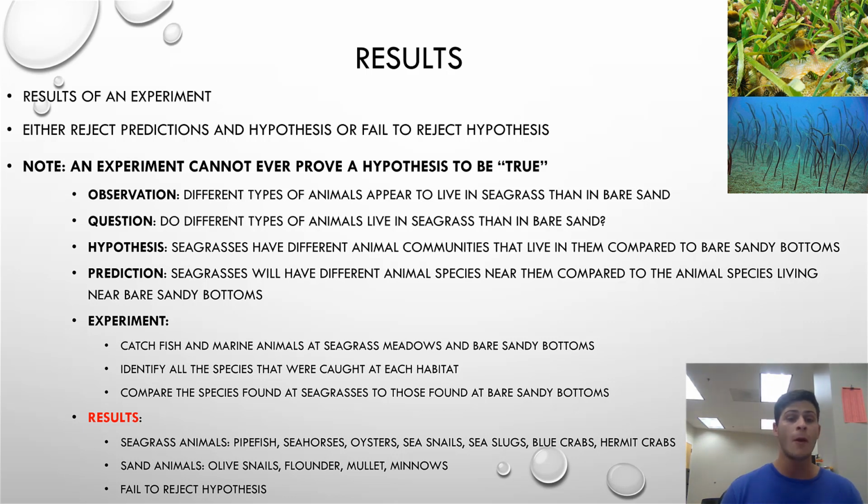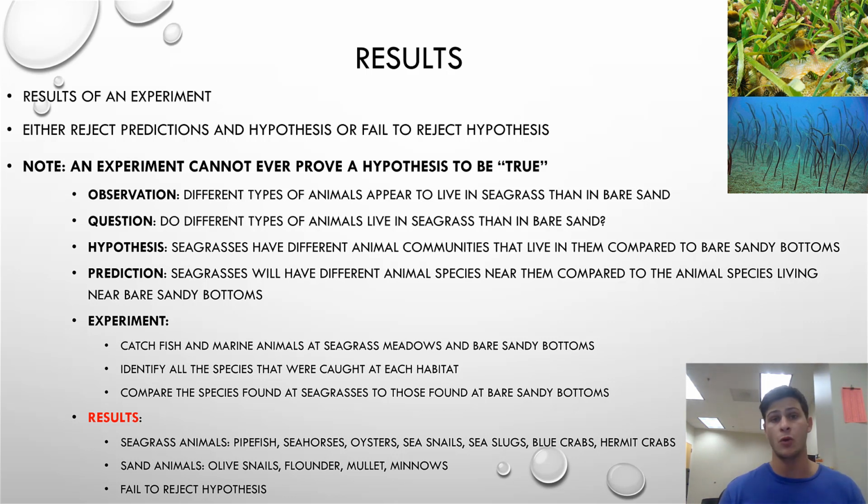So going to our results, we found that in seagrass meadows, consistently in every sample that we looked at, in every form of this experiment, remember we're doing this over and over again, there are pipefish, seahorses, oysters, sea snails, sea slugs, blue crabs, and hermit crabs. Then we looked at the animals that like to live in bare sandy bottoms, and we found things like olive shells and olive snails. We found things like flounder and mullet and minnows. And we found that over and over again, seagrass meadows were very different from bare sandy bottoms.